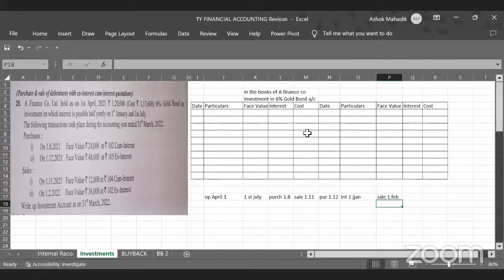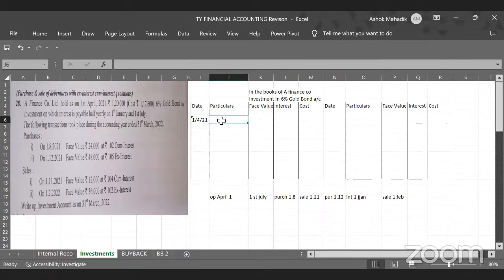So let me tell you about investment. Investment is an asset, so it will have opening balance on the debit side. So on 1st April, you will be writing the date, first April 2021, to balance brought down.